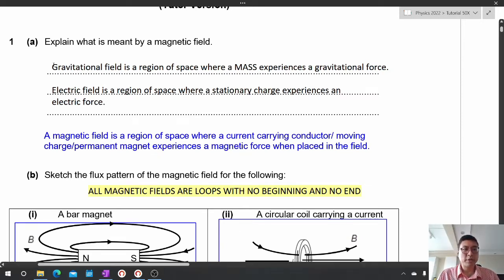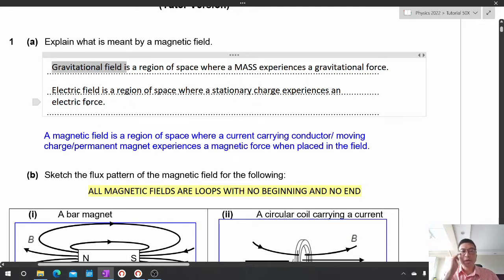Let's compare and contrast the different kinds of fields that we have learned so far. Now a gravitational field is where a mass experiences a gravitational force. And an electric field is where a stationary charge experiences an electric force.